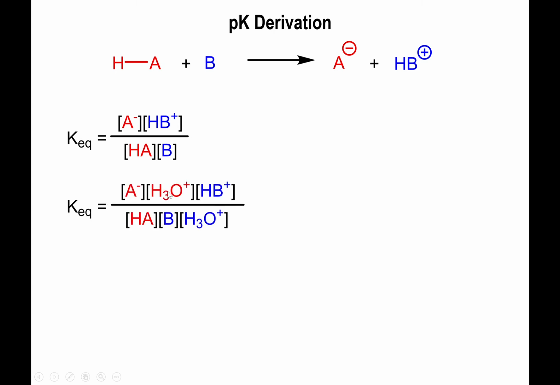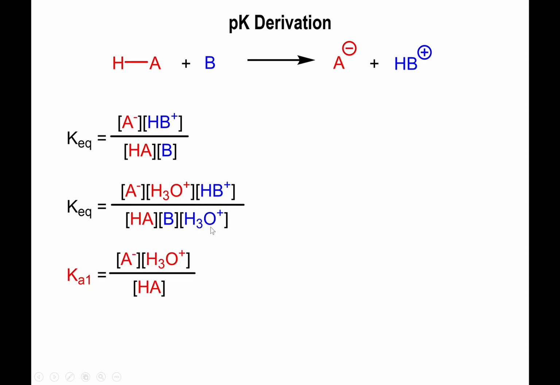If you play now with a mathematical trick, which is that I'm going to add hydroniums to both the top and bottom portion of the fraction. So technically what I have here now is no different than what I had before, right? I'm multiplying and dividing by the same thing, so I'm not changing the numerical value of this equilibrium constant. What I'm doing, however, is introducing something new here, because if you look carefully, you have A minus times hydronium over HA, and you have HB plus divided by B and divided by hydronium.